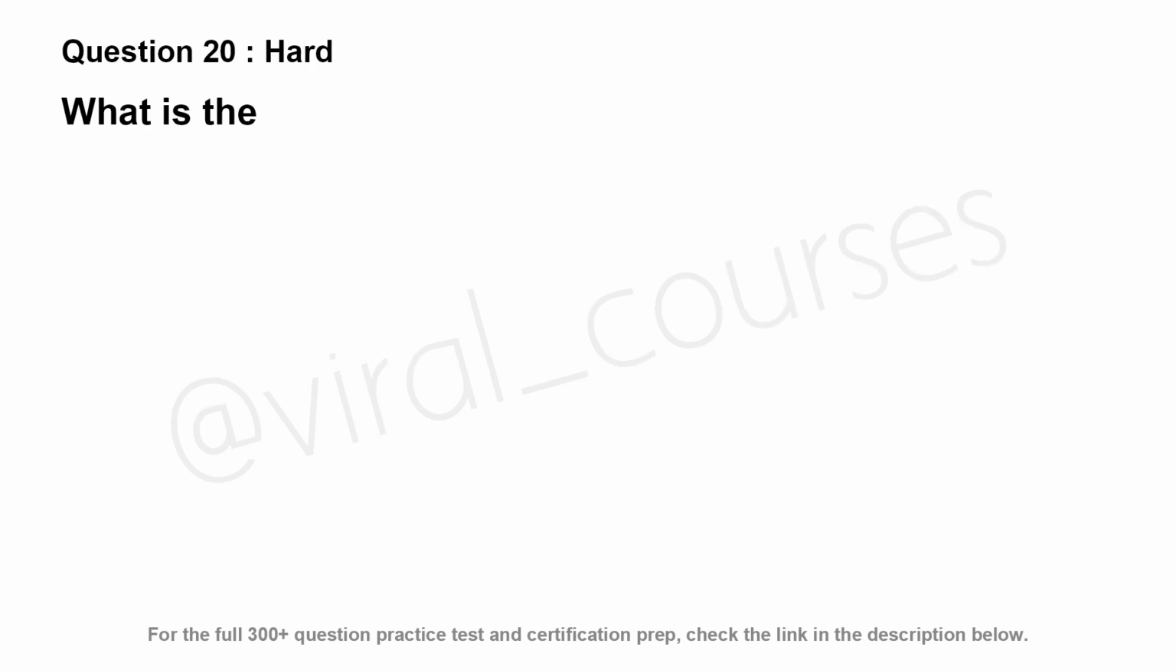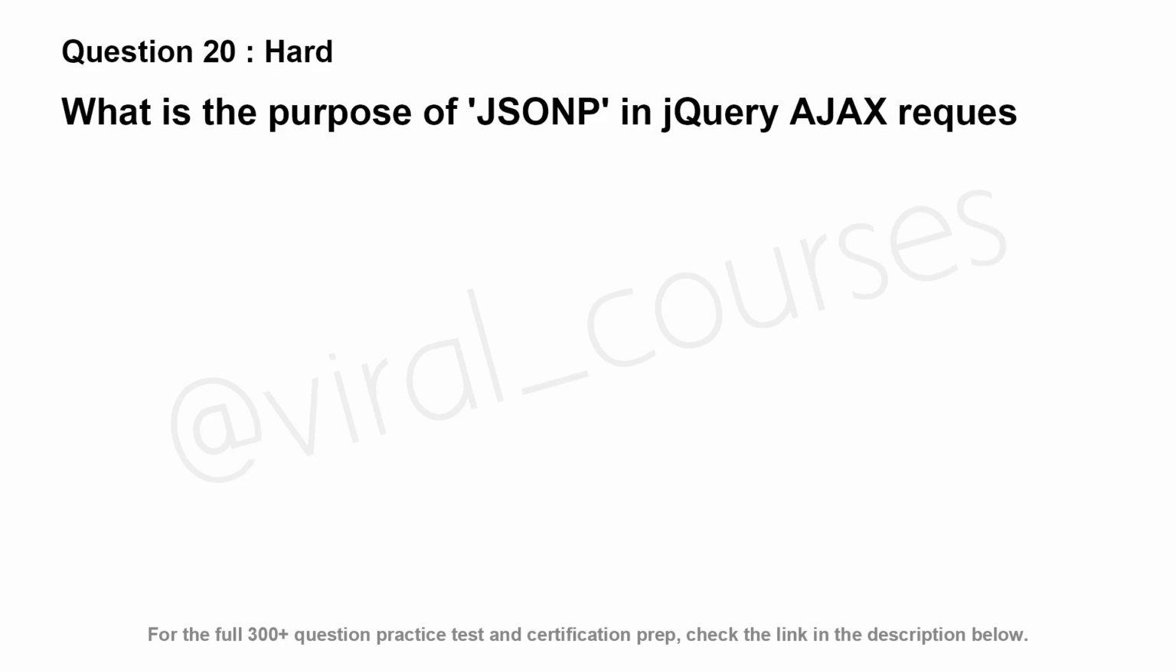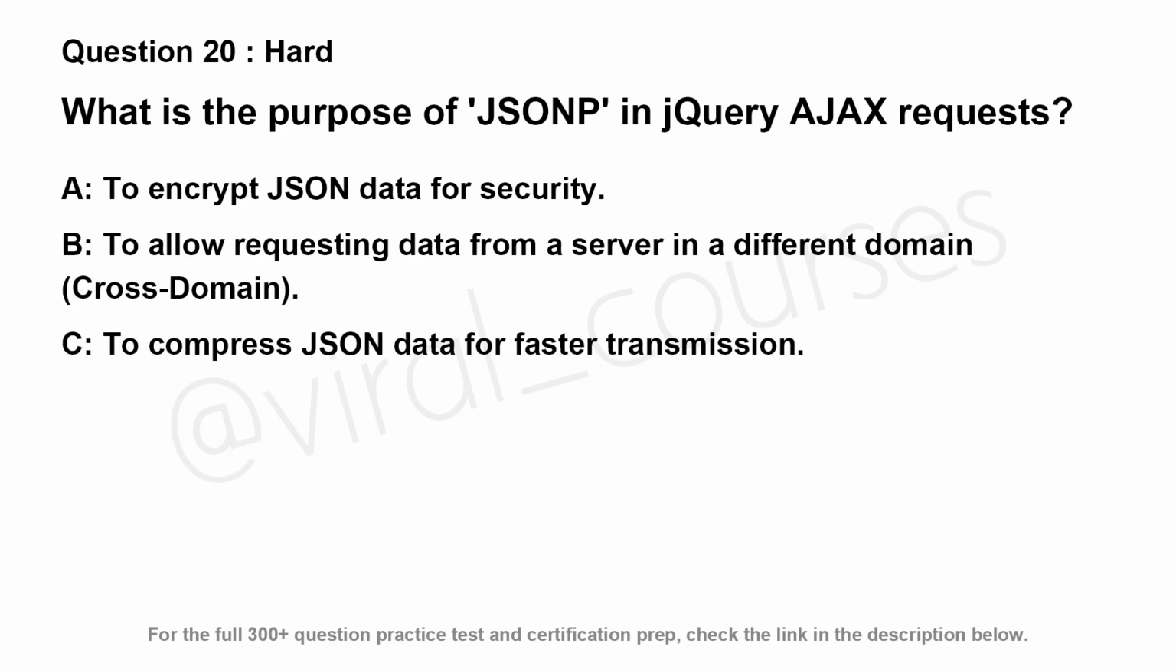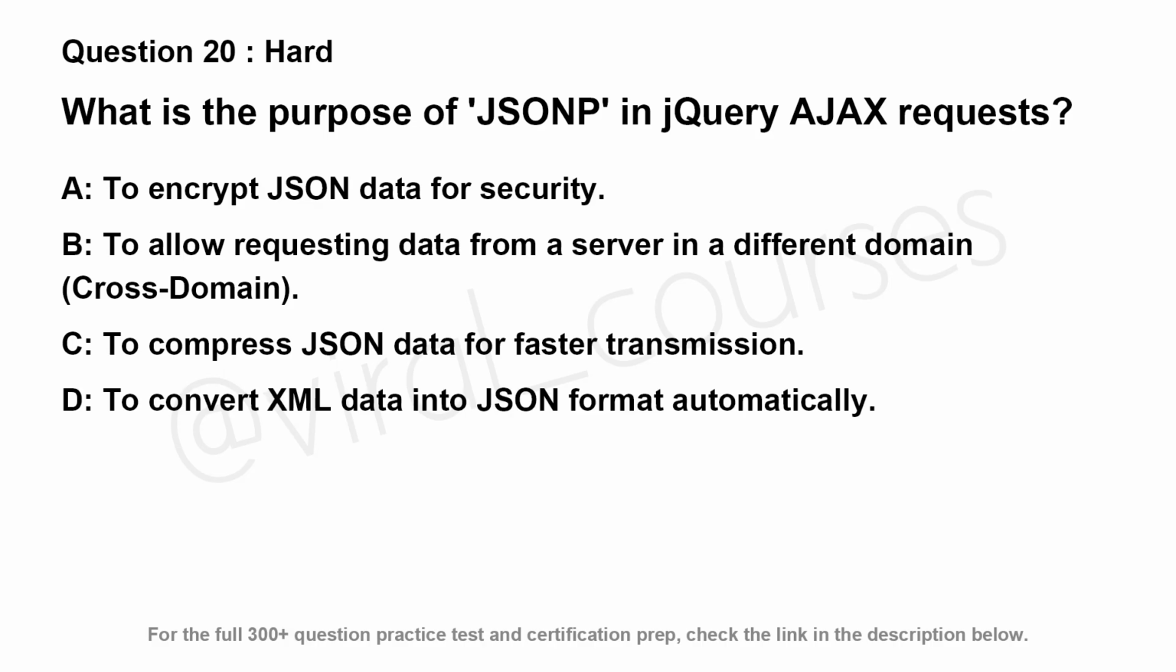What is the purpose of JSONP in jQuery AJAX requests? Option A, to encrypt JSON data for security. Option B, to allow requesting data from a server in a different domain, cross-domain. Option C, to compress JSON data for faster transmission. Option D, to convert XML data into JSON format automatically.